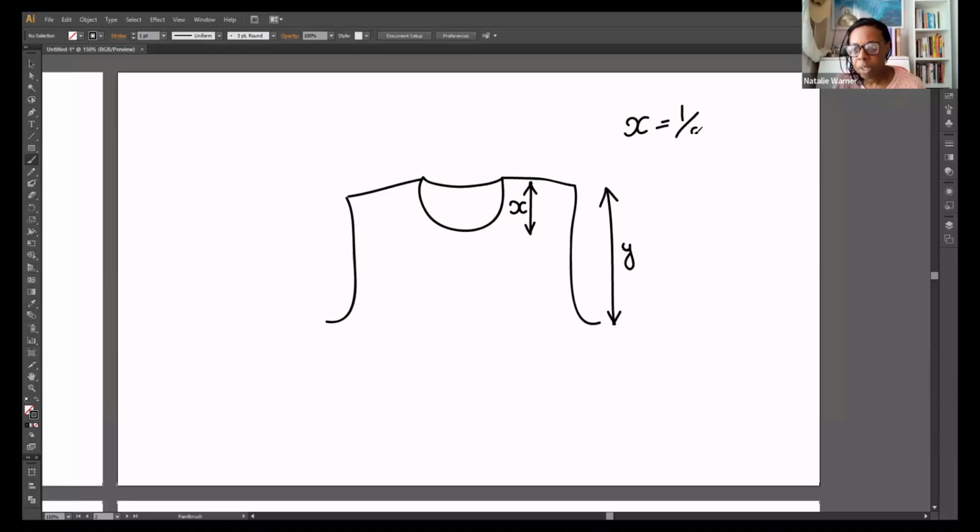So 1/3 of Y. Yep. And then having that proportional relationship means that you can go in a few different directions as well. So as well as being 1/3 of Y, you could say that it's 33% of that distance once you have the armhole depth.